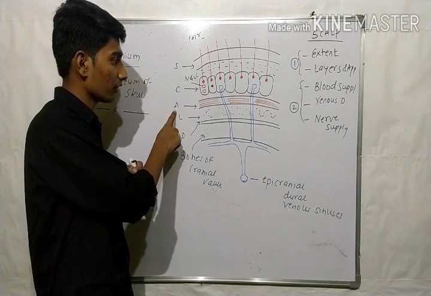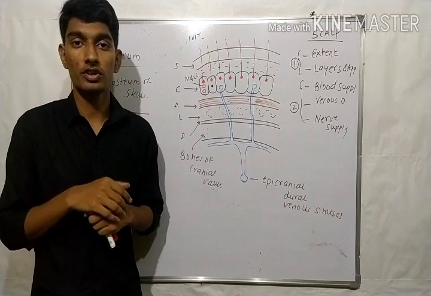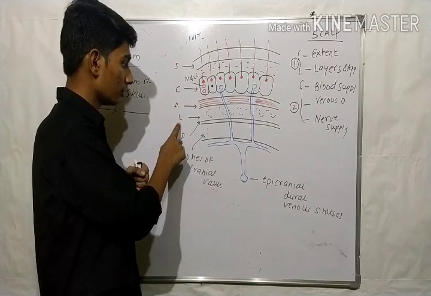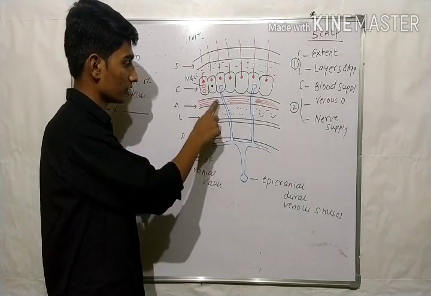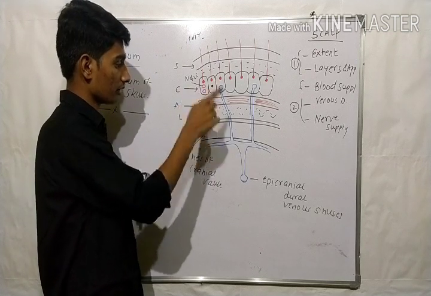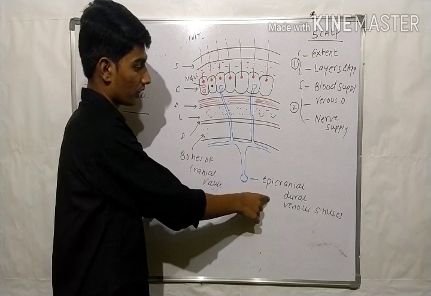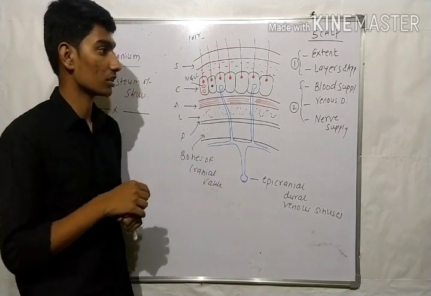Third is aponeurosis, formed by occipitofrontalis muscle, also called epicranial aponeurosis or galea aponeurotica. Loose areolar tissue is traversed by emissary vein, which connects the vein in the second part, and that connects to the epicranial dural venous sinuses. Pericranium is the periosseum of skull bone.